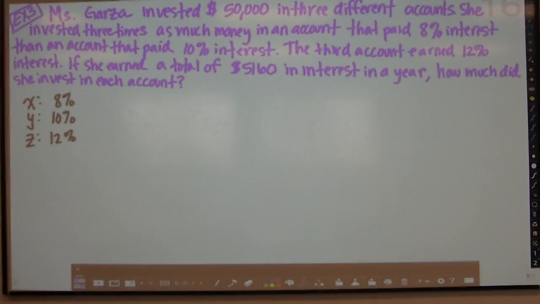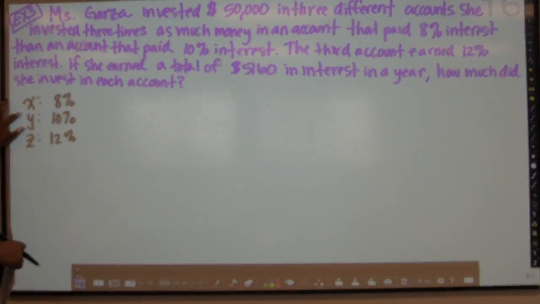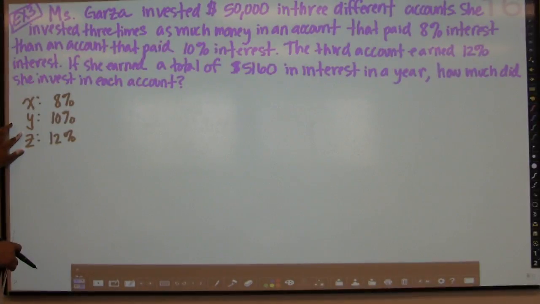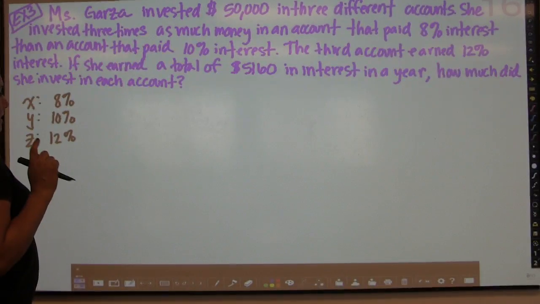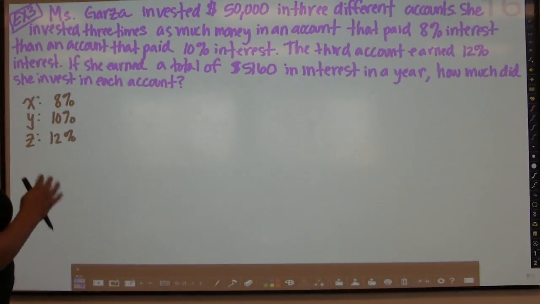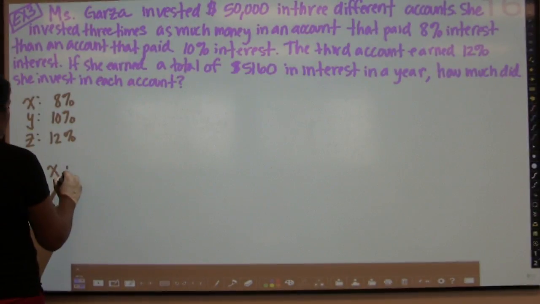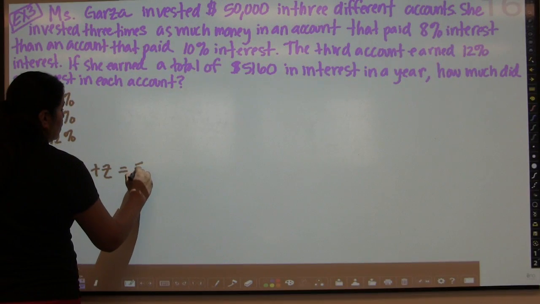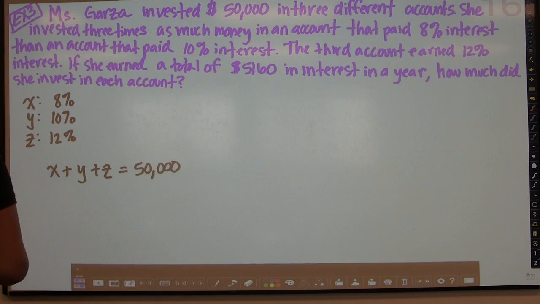Okay, so X, Y, and Z basically represent the amount of money she invested in the 8% account. Y represents the amount of money she invested in the 10% account. And Z represents the amount of money she invested in the 12% account. So we can go back to the very first sentence, which says that she invested $50,000 combined. So the money from her X account and her Y account and her Z account should all add up to $50,000. Okay, that's the first equation.